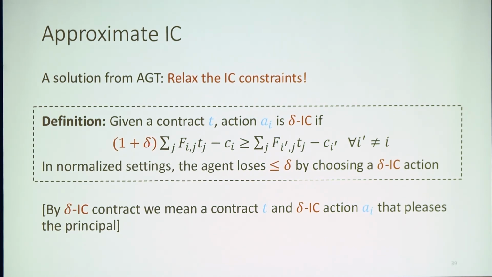Let's do this carefully. Ignore the red part for now. The left-hand side would just be the utility, so expected payment minus cost for action i, versus the same thing for action i prime. Now what I want to do is blow up the expected payment for action i, at least as a thought experiment, by a multiplicative 1 plus delta. And only then do you need to prefer i to i prime. So that's the beginning. And it turns out that in normalized settings, such as the ones you would study in mechanism design, this is just a delta-IC with an additive delta.